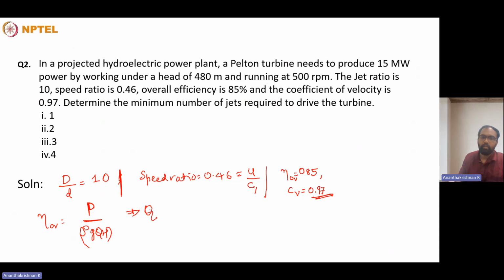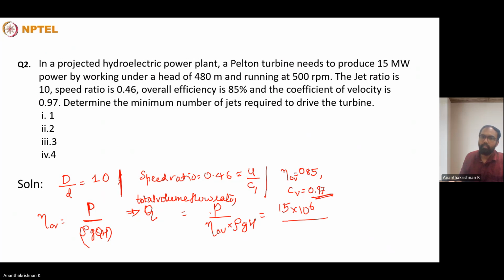Correspondingly, we can determine the total volume flow rate. Q is equal to P divided by eta overall into rho G into H. The power P is equal to 15 megawatt, 15 into 10 power 6. Overall efficiency is 0.85 multiplied by rho is 1000, G is 9.81, and head is 480 meters. And correspondingly, we'll get the total volume flow rate Q is equal to 3.75 meter cube per second.